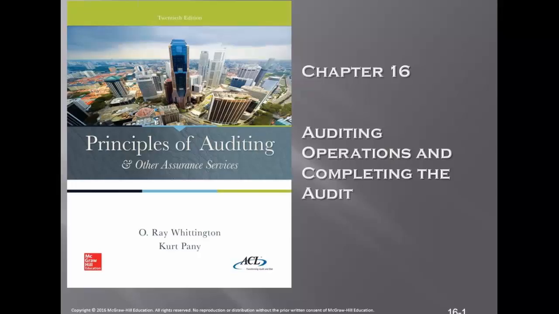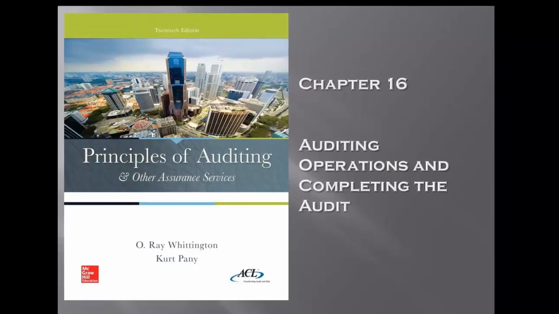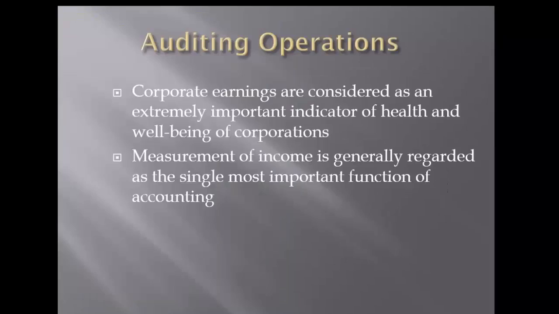So good evening. What we're talking about this evening relates to Chapters 16, 17, and 18, and what we are focusing on is the final stages related to completing the audit. In terms of the audit operations, corporate earnings are considered an extremely important indicator, which is why we're focusing on this so much. The measurement of income is generally regarded as the single most important function of accounting.